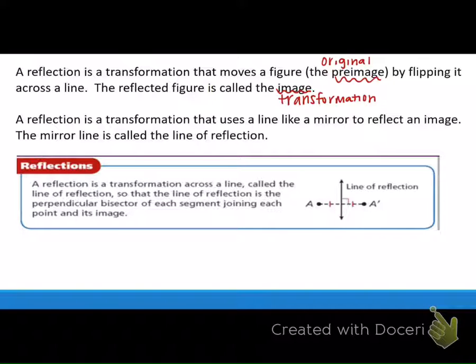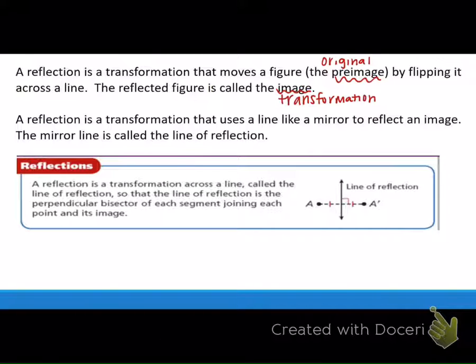So I said rigid transformation on the last one, right? A rigid transformation means it doesn't change its size or shape. Pre-image is the original. The image is what it becomes after the transformation. Pre is before it moves, basically.